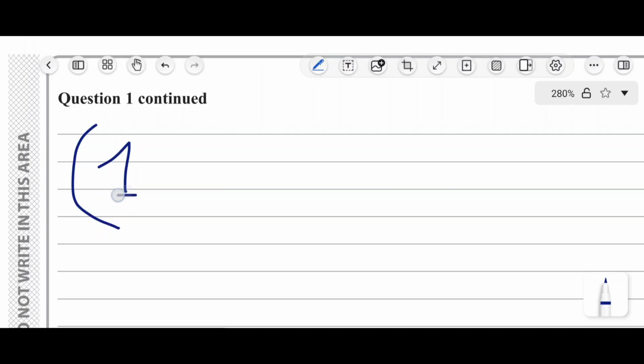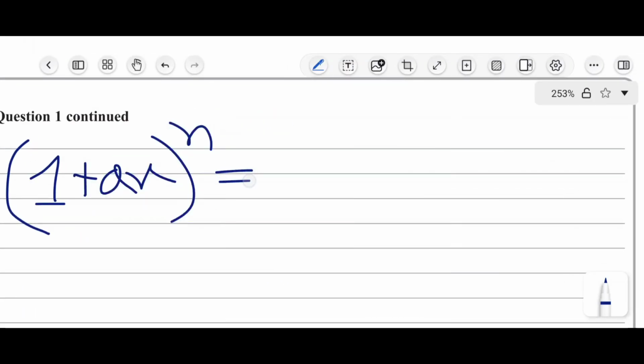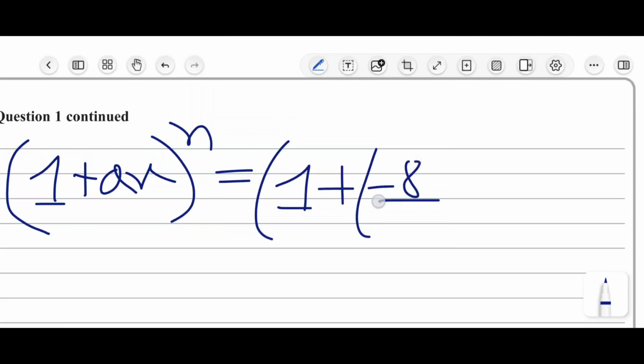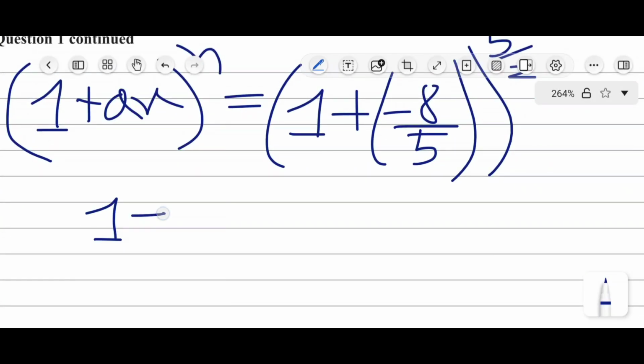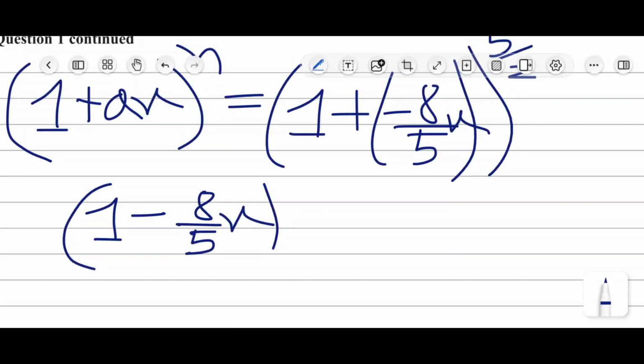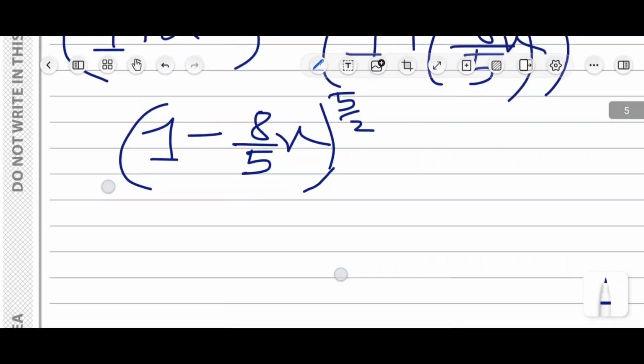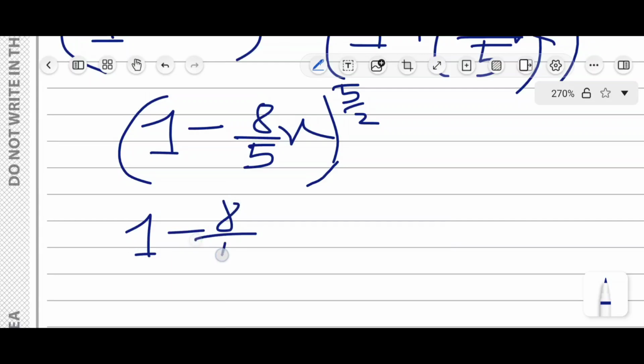We have the expansion that is 1 plus ax to the power n. We know the value of a and the value of n. The value of a is minus 8 by 5. The value of n is 5 by 2. We can write it like this also, 1 minus 8 by 5 x, to the power 5 by 2. If we take the inside part, 1 minus 8 by 5 x equals 0.